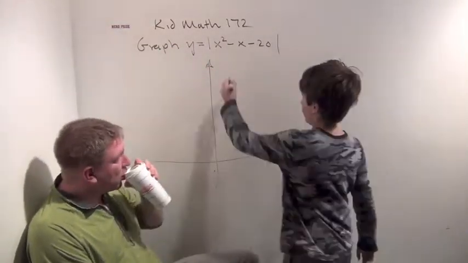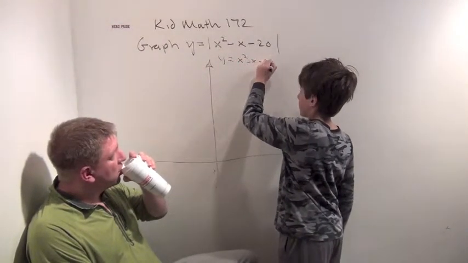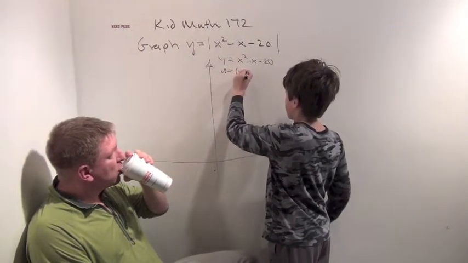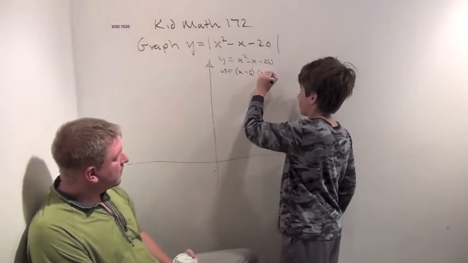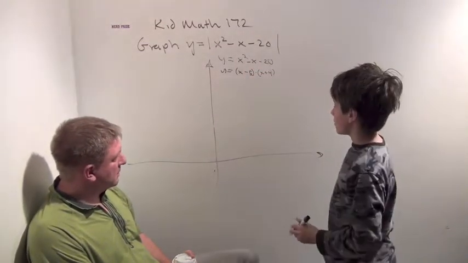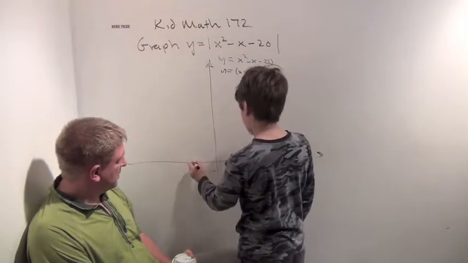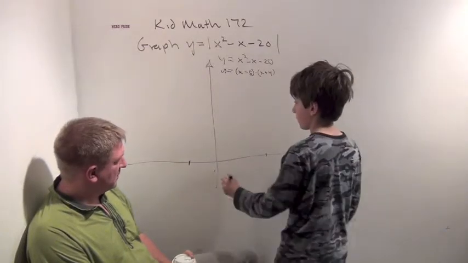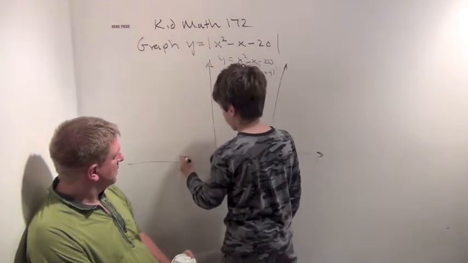Well, I'm going to graph first y equals x squared minus x minus 20. This is y equals x minus 5 times x plus 4. So the roots are going to be at 5 and minus 4. It's going to maybe look something like this.